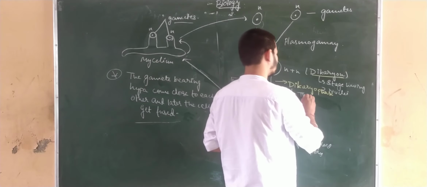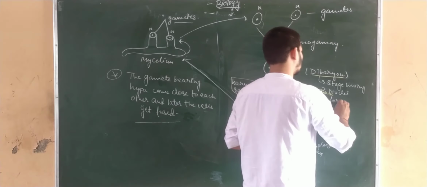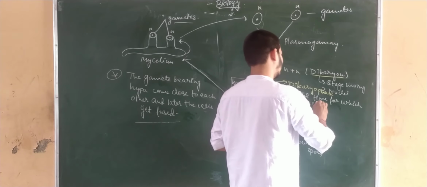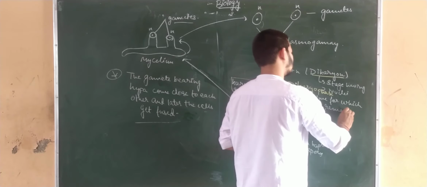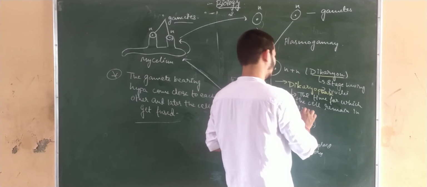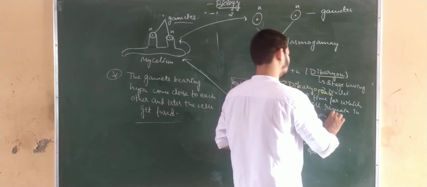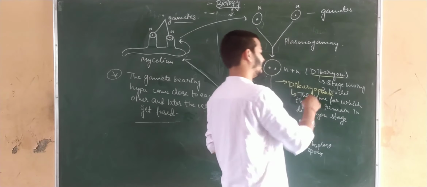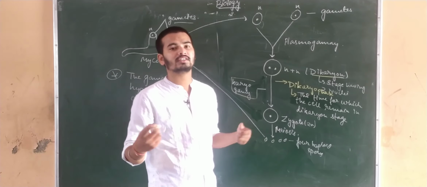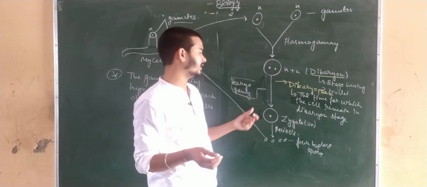The time for which the cell remains in dikaryon stage. This dikaryophase signifies that karyogamy does not occur just after the formation of dikaryon. There is some time lag between the dikaryon and karyogamy.